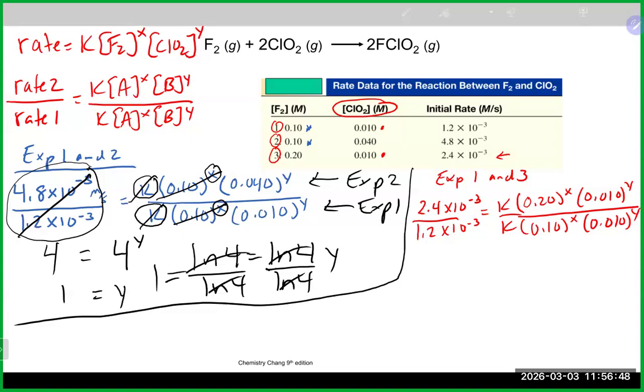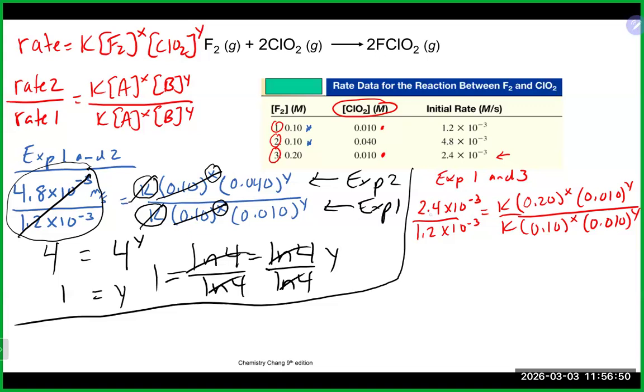And now we're going to do our math again here. So we will divide this, and that's going to give us a 2. And again, you just get nice whole numbers to work with. Once again, I still don't know what K is, but it should be a rate constant, so it should again cancel out. We actually already solved for Y. We know that those numbers on top and bottom are going to be the same, so they're going to cancel out. So at this point, we will end up with 2 to the X. And once again, you could probably visualize that X is going to equal 1. So for this reaction, the order for F2 is first order. The order for ClO2 is also first order.